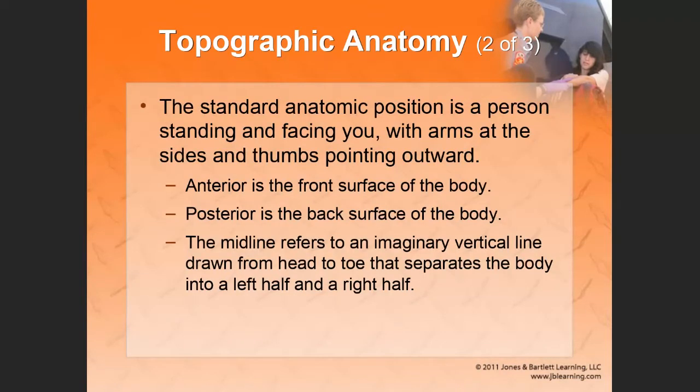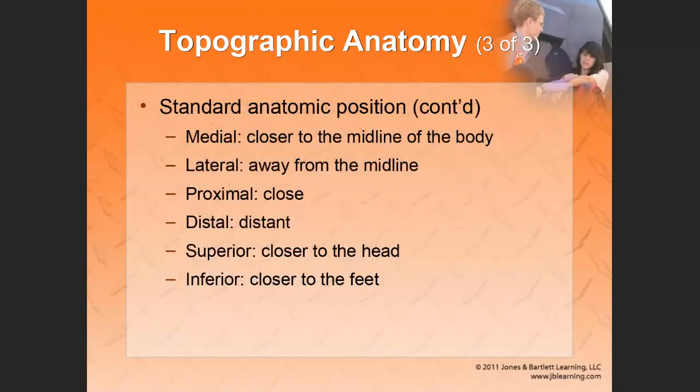All right, now the standard anatomic position is a person standing and facing you with the arms at the sides and thumbs pointing outward. Anterior is the front surface of the body, posterior is the back surface of the body. Midline refers to an imaginary vertical line drawn from the head to toe that separates the body into a left and right half. Medial, closer to the midline of the body. Lateral, away from the midline of the body.